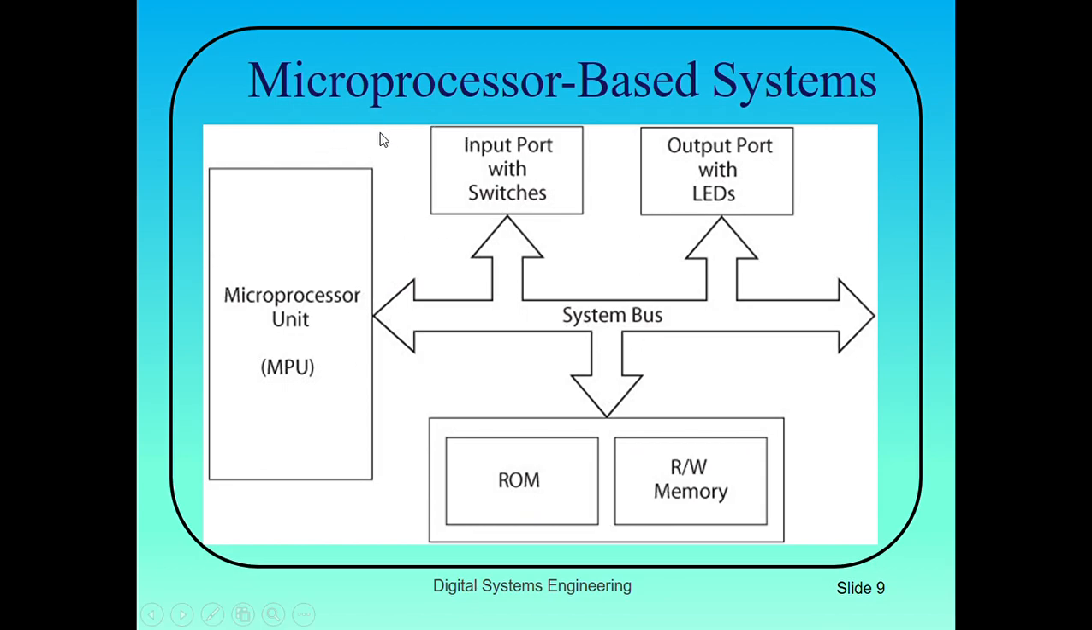Here you can find one example of a microprocessor based system. Here we have the microprocessing unit or CPU. It is connected to different input and output devices. We have some input switches and output LEDs, and this is the memory, ROM, and read write memory. All these different components are connected to the CPU via the system bus.